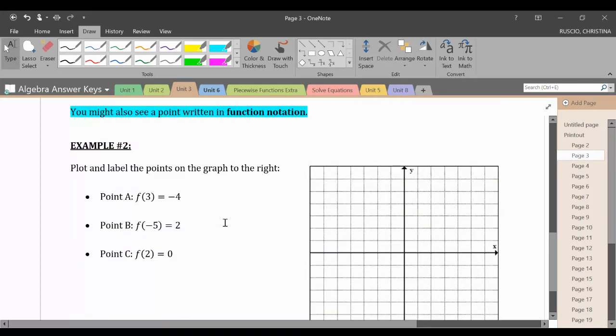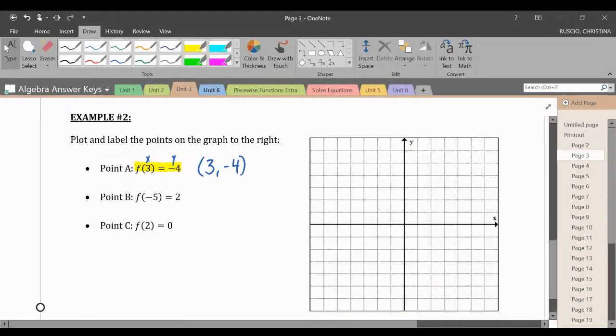Okay, so you also might see points written in function notation. So if you see a point written like this, it doesn't look like a point yet, but it is a point because remember it's f of x gives us our y. So f of x, so 3 comma -4 is our point A. So we're going to go to the right 3 and down 4. And we'll label that point A.